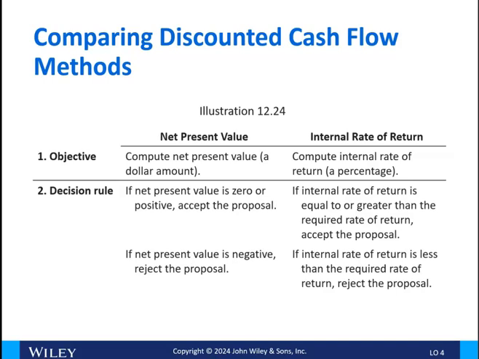So let's look at these two discounted cash flow methods. For net present value, the objective is to compute net present value, a dollar amount. For internal rate of return, the objective is to compute the internal rate of return, which is a percentage. The decision rules for net present value: if net present value is 0 or positive, accept. If it's negative, reject. For internal rate of return, if the internal rate of return is equal to or greater than the required rate of return, accept the proposal. If the internal rate of return is less than the required rate of return, reject the proposal.